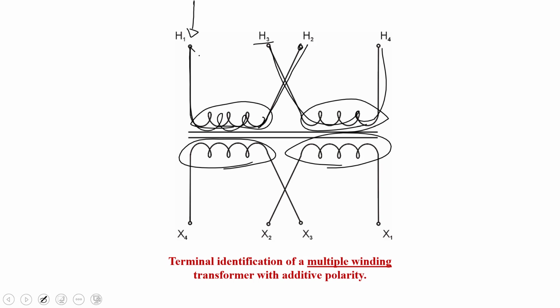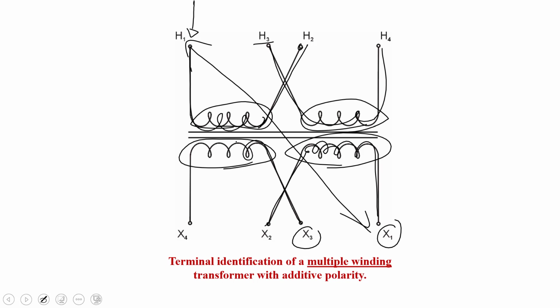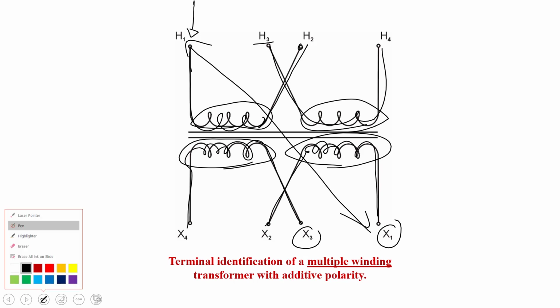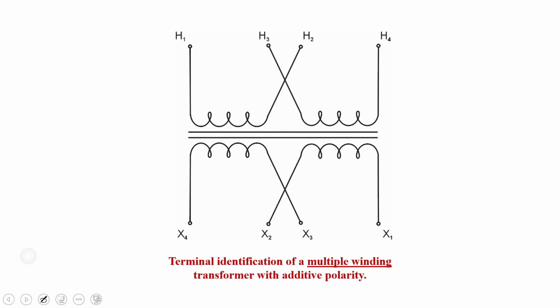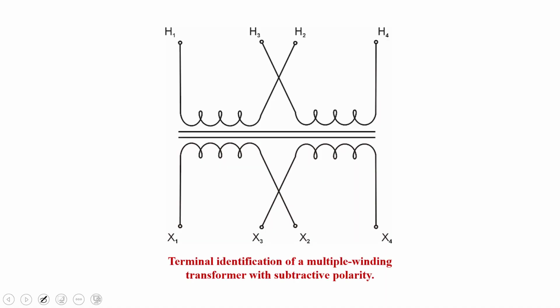Because this is additive, the X1 winding is diagonally across from the H1. So X1 is here. The other end of the X winding is X2. Notice how they cross. This is how we draw it, so when you get used to drawing transformers, you have to be able to draw it the same way. X3 is the start of the second winding, and X4 is the end of the second winding. Okay, so let's get into talking about these multi-winding transformers.